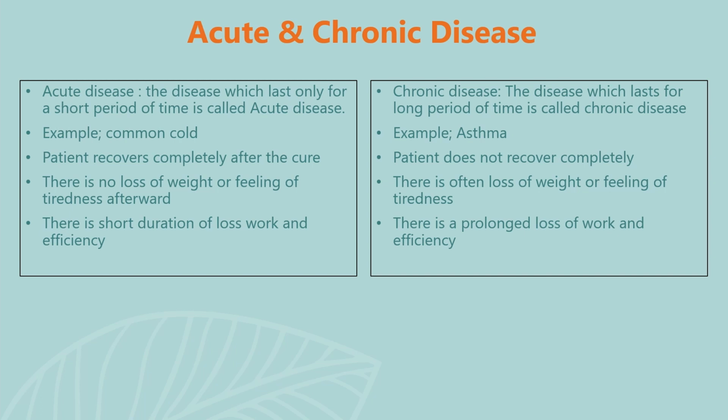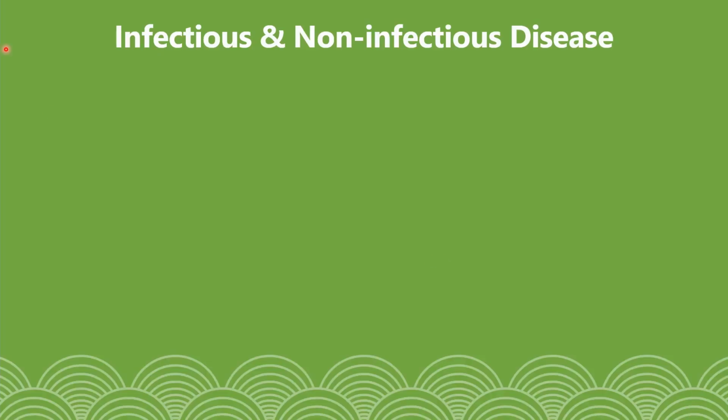So these are the differences between acute disease and chronic disease, which are classified on the basis of the period of time they affect. Now let's move on to the next classification, that is infectious and non-infectious disease. We know that this classification is done on the basis of the cause of the disease.